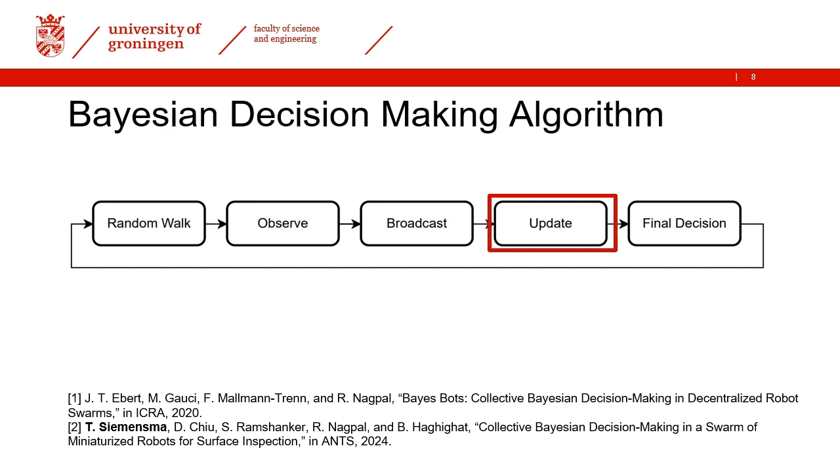Each robot holds a beta distribution to model the proportion of vibrating tiles in the overall setup. Upon making an observation or receiving a message from the other robots in the swarm, the distribution is updated using a Bayesian approach. The binary final decision about the state of the surface is made when a robot is sufficiently confident according to its beta distribution.